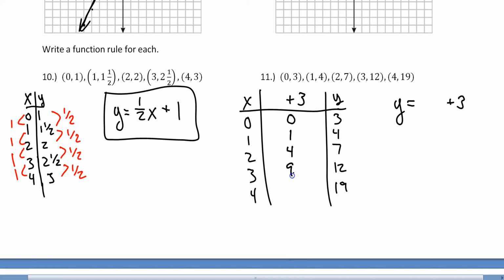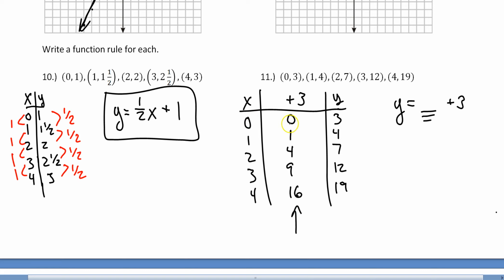Like here, I would have had to get a 9 and then added a 3 to get the 12. Here, I would have had to have gotten a 16 and then added the 3 to get the 19. Before I add the 3, I'm figuring out, okay, what goes here? What's the pattern before I added the 3? That's this column right here, and hopefully you can see that this column is just squaring this value.